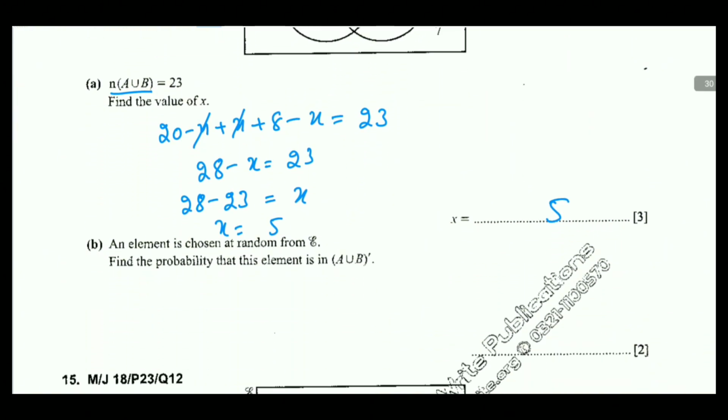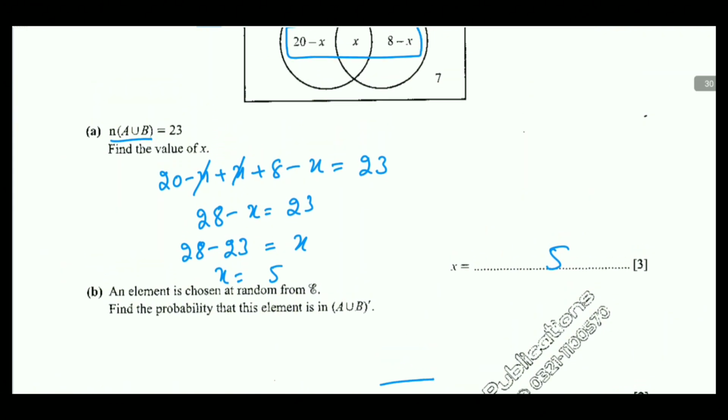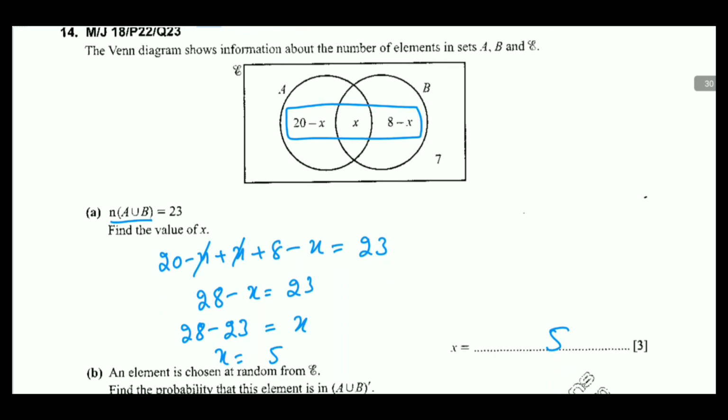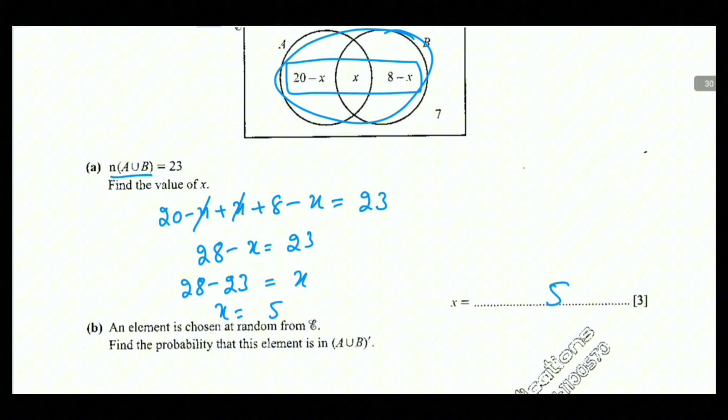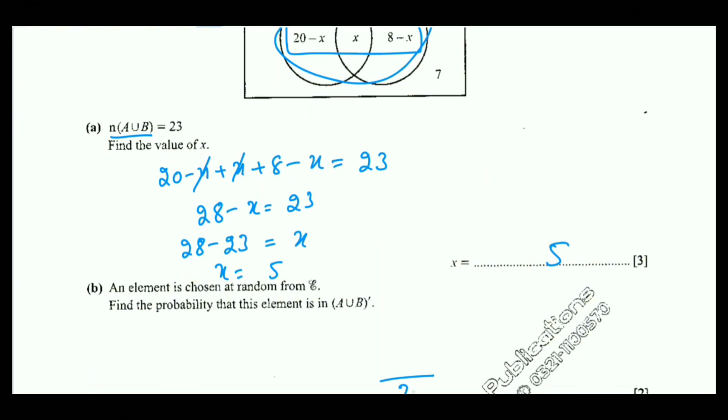Part B, an element is chosen at random from the universal set. Now as the element has to be chosen from the universal set, the universal set's figure will be in the denominator. Universal set figure is 23 plus 7 because A union B is 23, it is given, and its outside figure is 7. So 23 plus 7 is 30.